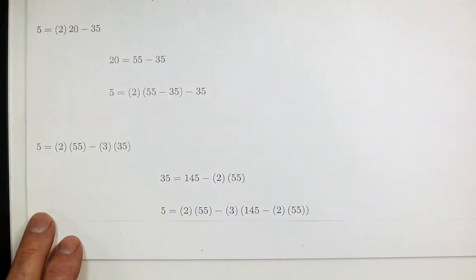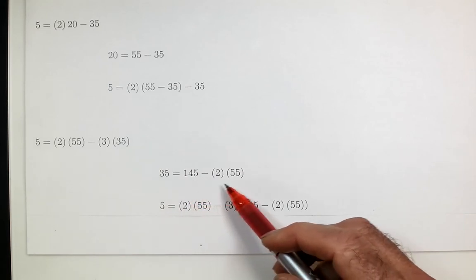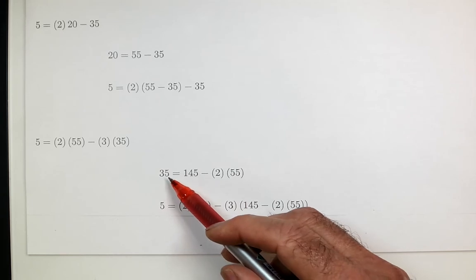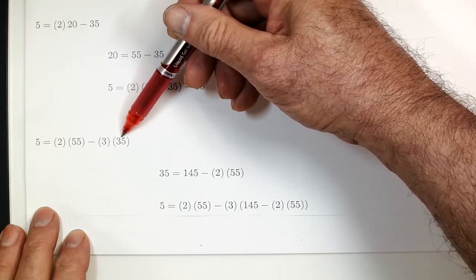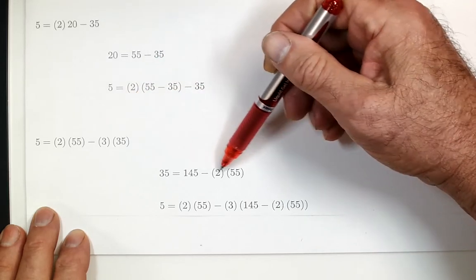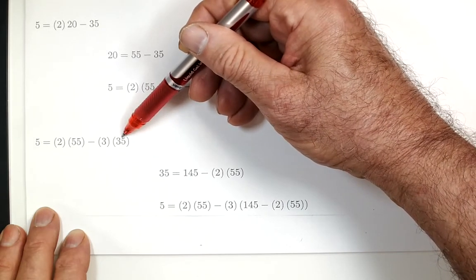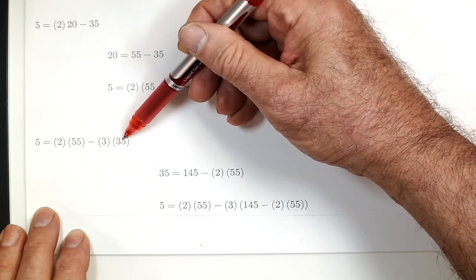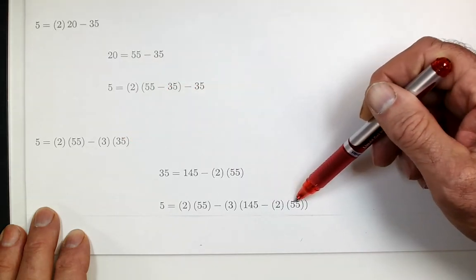Okay, so there we have it. 35 equals 145 minus 2 times 55. And we're going to take this expression for 35 and substitute it into the previous expression for 35. That is, we're going to take 145 minus 2 times 55 and substitute it into this expression for 35. So where we see a 35 up here, in the same equation we have 145 minus 2 times 55 down here.